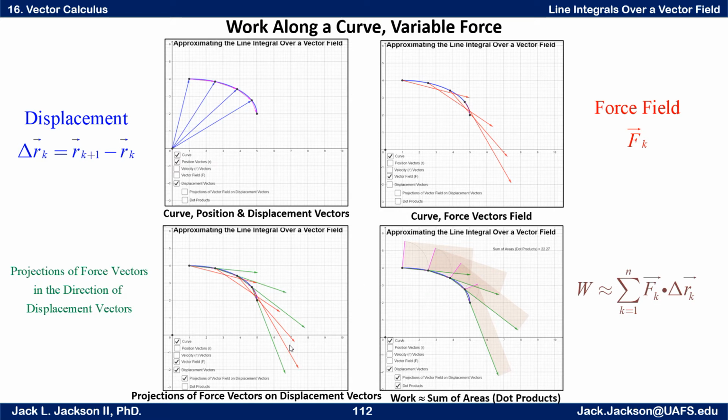And then you take the green length times the pink length, like here, and you get the areas of these rectangles. In this case, there are 4 of them. Okay, so we're summing that up, and we get the work done. So each one of these rectangles is just a force dot delta R.